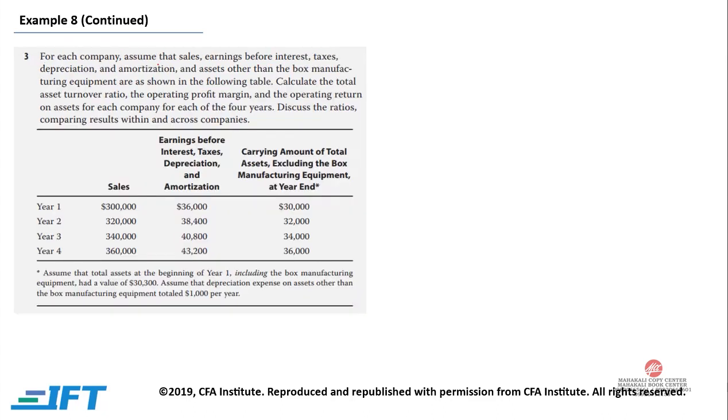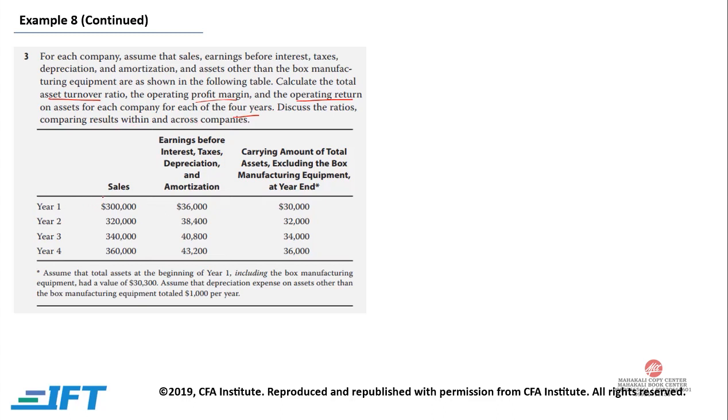Now part 3 states, for each company assume that sales, earnings before interest, tax, depreciation and amortization, and assets other than box manufacturing equipment are shown in the following table. Calculate total asset turnover. So we need to calculate total asset turnover, operating profit margin, and operating return on assets for each company for each of the 4 years. Discuss the ratios, comparing results within and across companies.